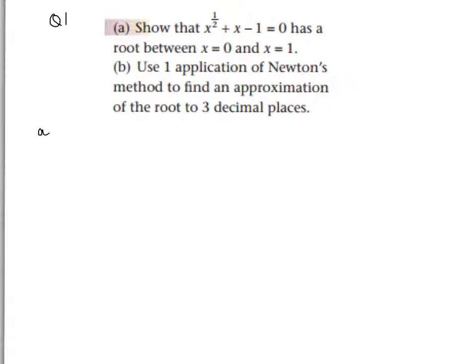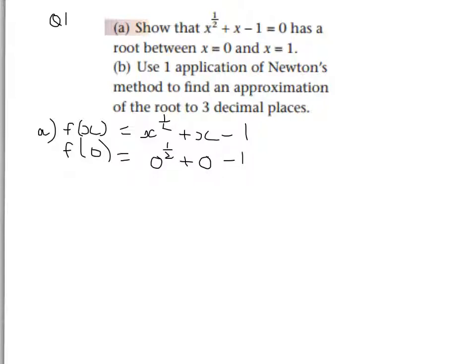So part A, to show a polynomial has a root, we just need to show that between these 2 points, one of them is positive and one of them is negative when we sub in the function. So the fact that it's 0 here means we're finding the root. That's f of x, and we're making y equals 0. So I'm going to write it as f of x equals x to the half plus x minus 1. And I'm going to find f of 0 and f of 1 and hope that they have different signs, because then there's a root in between. So 0 to the half plus 0 minus 1 equals negative 1. So that's less than 0. So I'm assuming that f of 1 has a positive sign. So it's 1 to the half plus 1 minus 1, and that's 1. So that's bigger than 0.